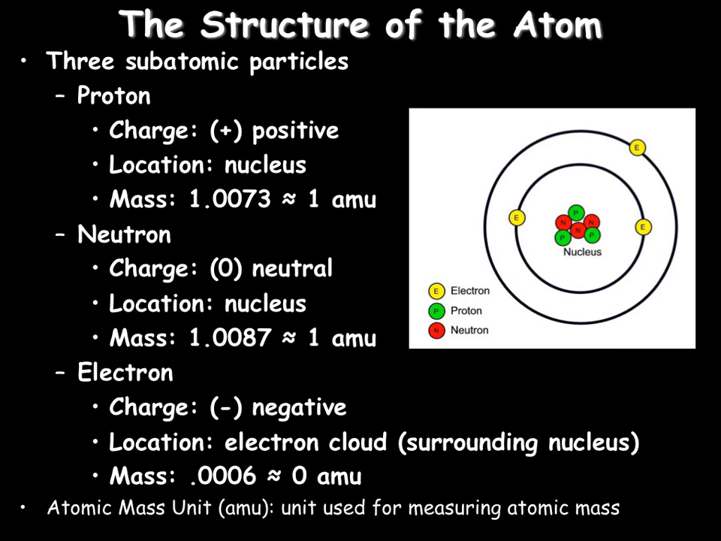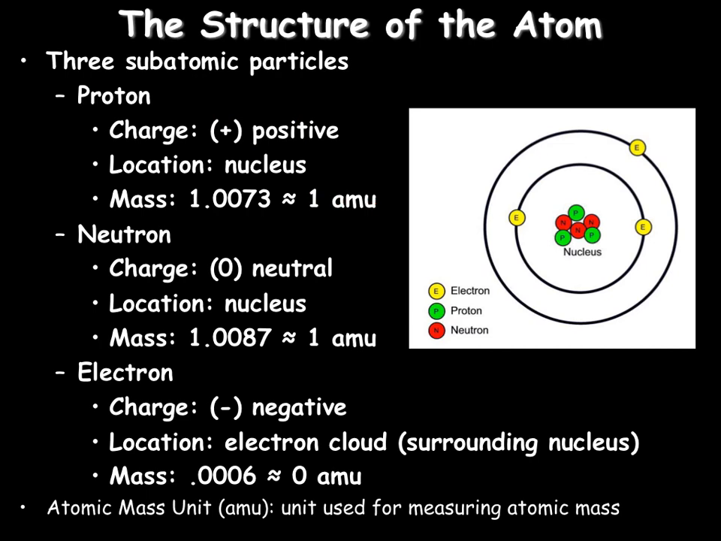The first one you have is the proton. We know that it has a positive charge and it's located inside the nucleus. You can see those P's are your protons in the nucleus here. And it has about 1 AMU.